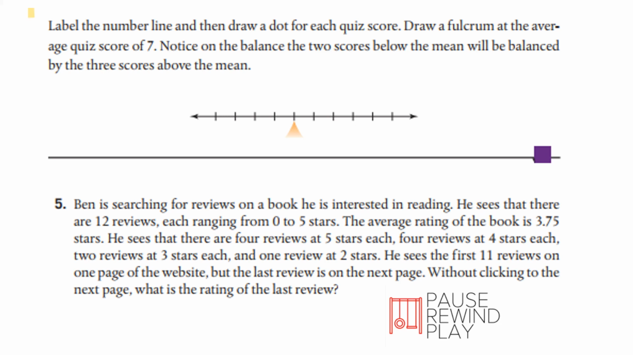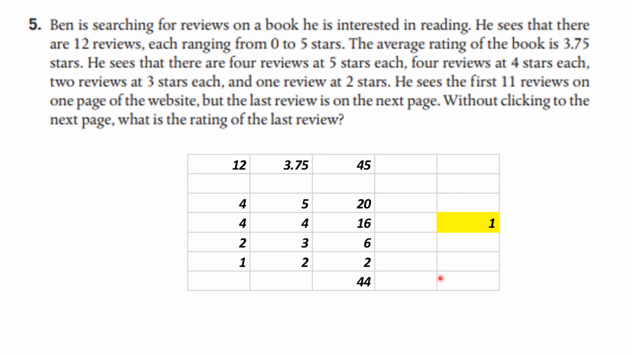Let's see how you did. Okay, so these are the ratings, and you see 12 times 3.75 means, when I multiply that out, that the total rating points is 45. But if you add up what's on the first page, it's 44. So the rating on the last page has to be a 1 to get the total to be 45.